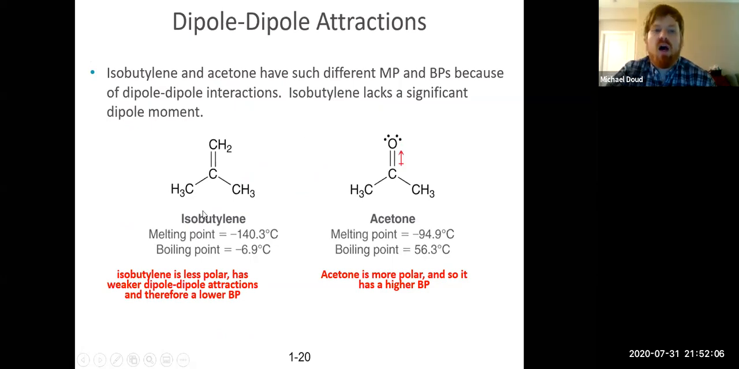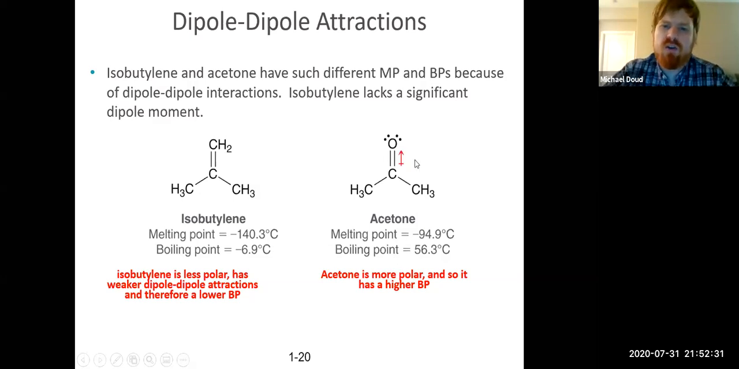Compare, for example, isobutylene with acetone. So these molecules have almost the exact same molar mass, yet very different properties. So the boiling point is something to point out here in particular. Isobutylene boils at -6.9 degrees Celsius. So it's a gas at room temperature, whereas acetone boils at 56.3 degrees Celsius. So it's a liquid at room temperature.